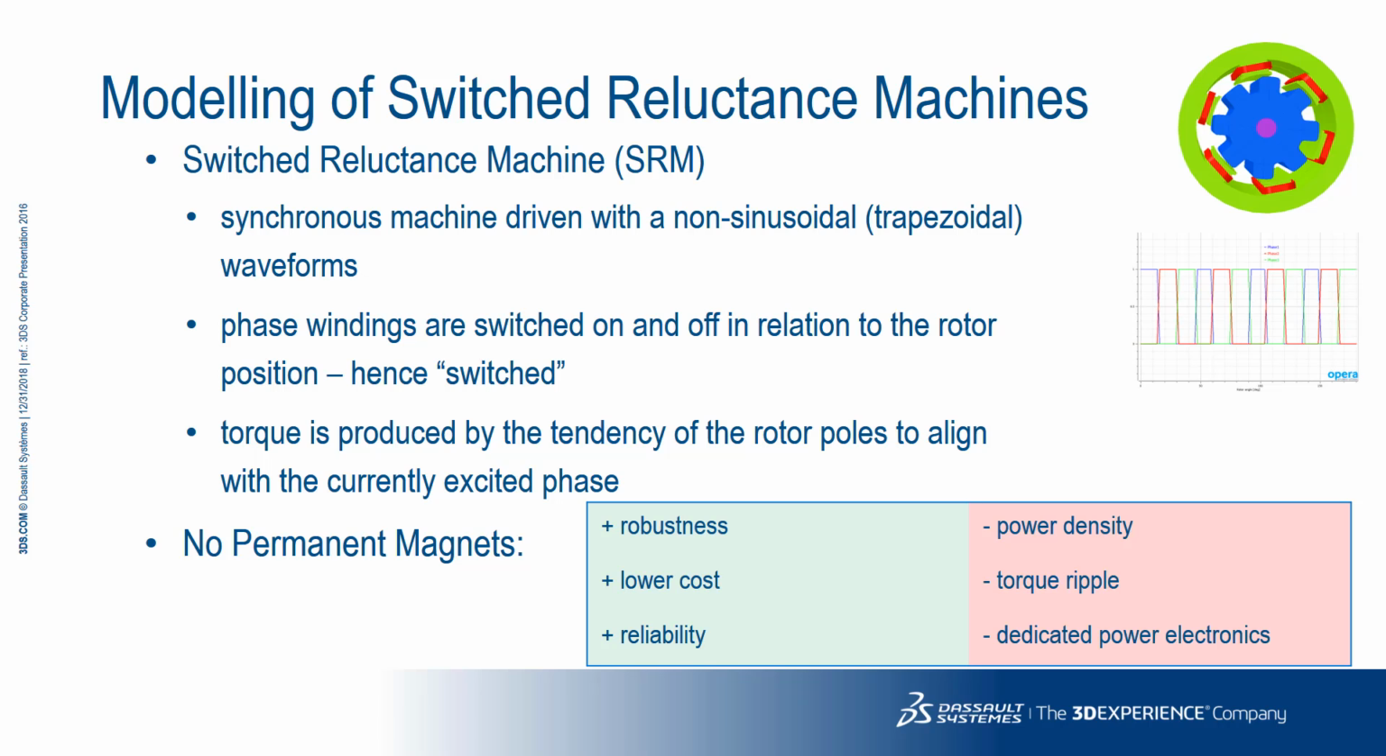The focus of today's presentation is the switched reluctance machine, or SRM. An SRM is typically driven using trapezoidal waveforms, and the switch of the phases is done in sequence with the rotor position. The torque is produced by the tendency of the rotor to align with the currently excited phase, or phases. The main advantage of the SRM is its simple structure without permanent magnets, making it robust and cheap. On the other hand, the low power density and torque ripple produced by the SRM are two potential problems that need to be addressed when designing an SRM.